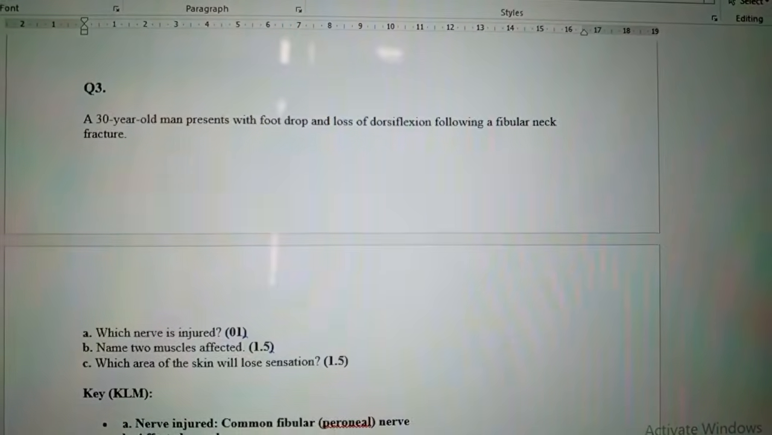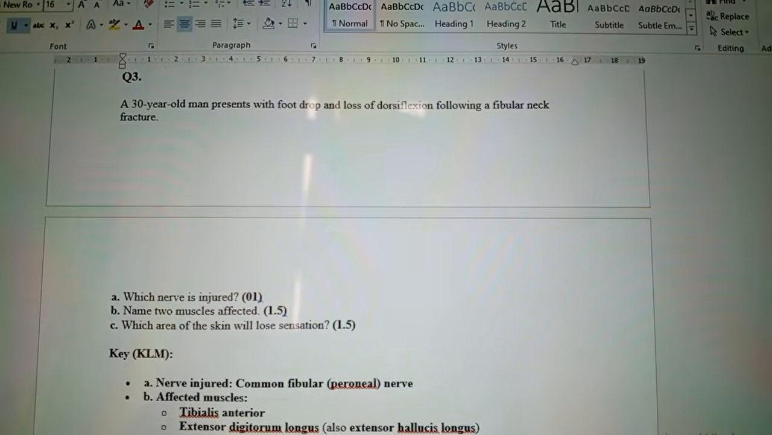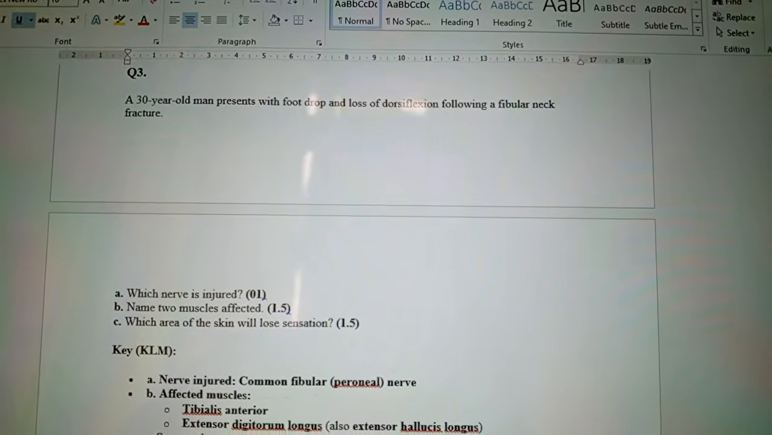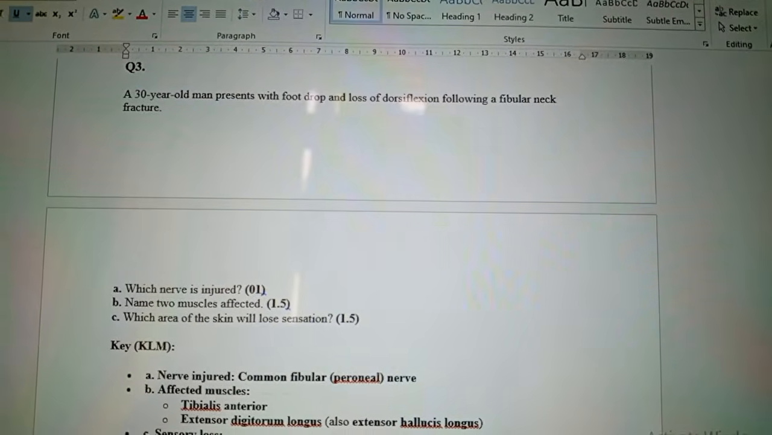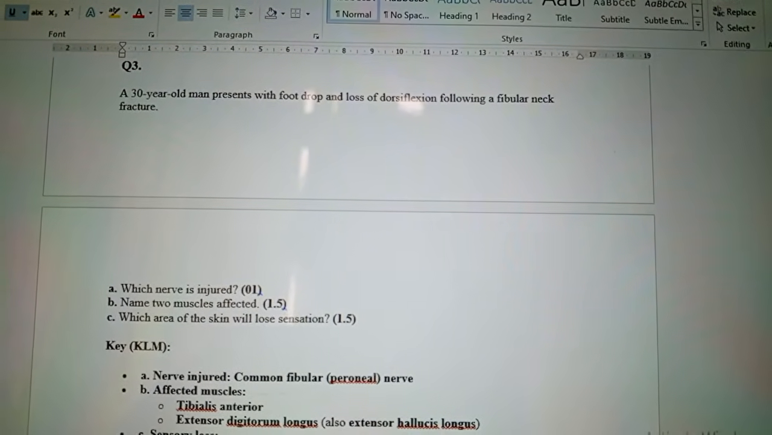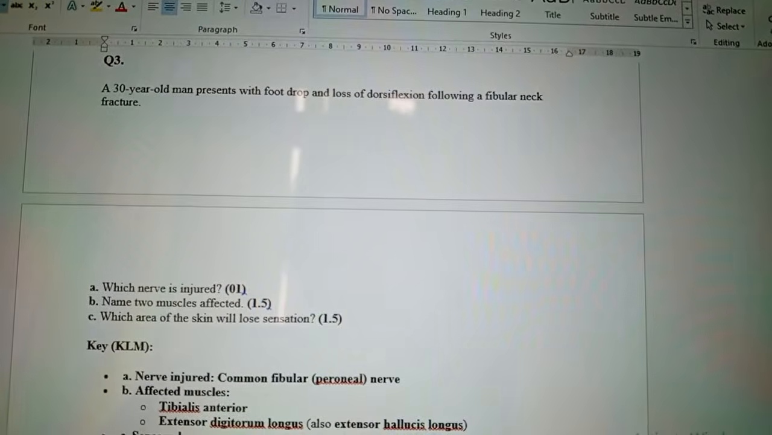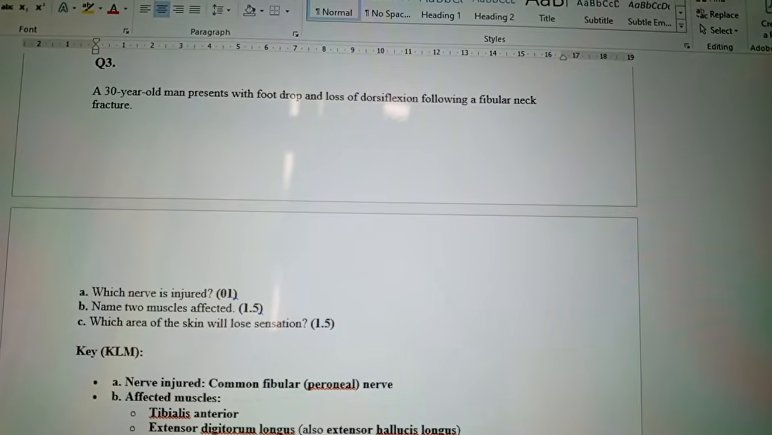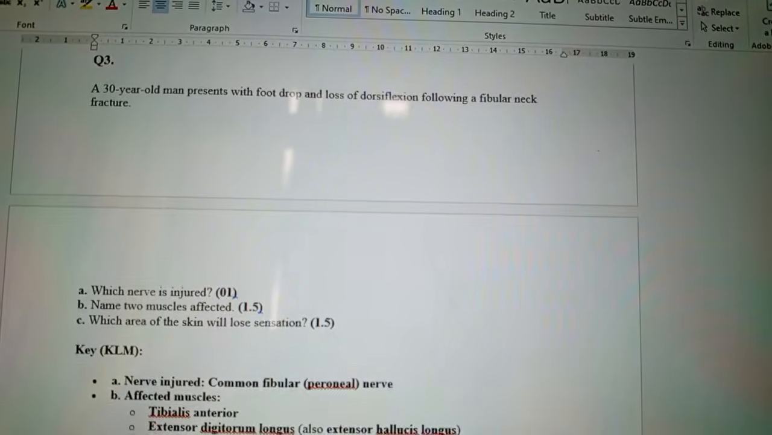Question number 3 is, a 30-year-old man presents with foot drop and there is a loss of dorsiflexion following a fibular neck fracture. Okay, now when you talk about the fibular neck, the key point here is the fibular neck. And when you know the fibular neck, the common fibular nerve, which is also known as the peroneal nerve, is present. So when we talk about a fibular neck fracture, the common fibular or peroneal nerve is most likely to get damaged, and which has been asked to you in question number 3, part A.